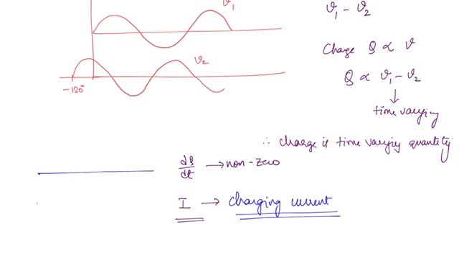So if you take the transmission lines, what will be the direction of charging current? The normal current is going to flow like this, right? This is the current that is being transmitted. But the charging current will be in between the two conductors, right? So this is the direction of charging current.